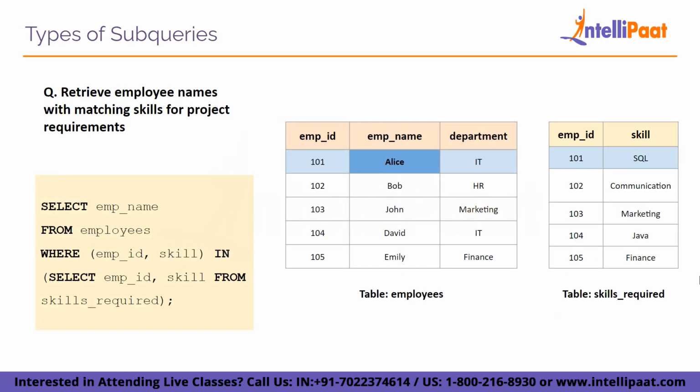So here is the query. We can see the subquery, that is select employee ID, skills from skills required, that is our other table. So what it does, it basically retrieves the employee IDs and skills required for projects, and the outer query fetches the names of employees who match those requirements. So by running this whole query, we will get an output as Alice, whose skills are matching with the project requirements.